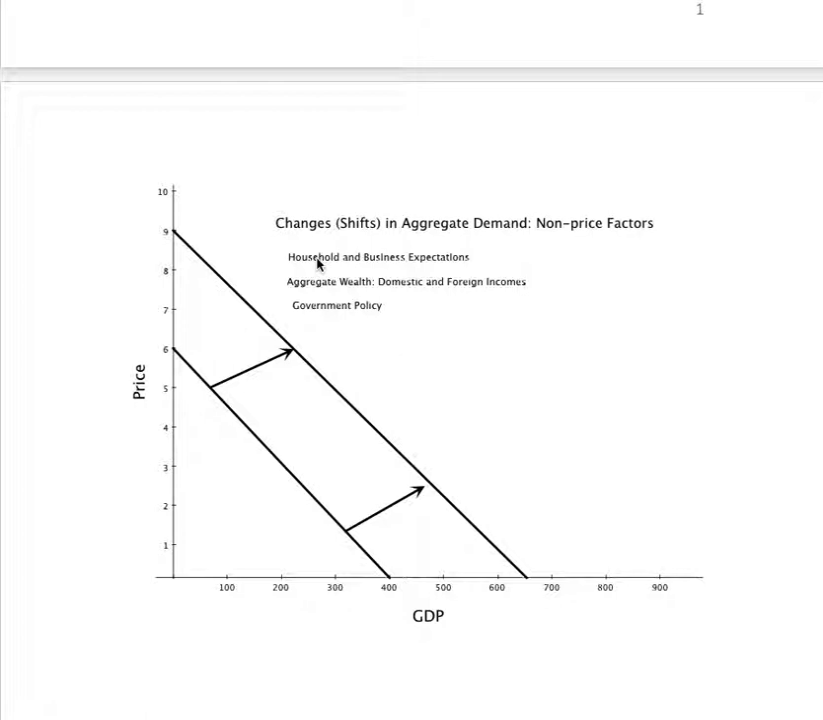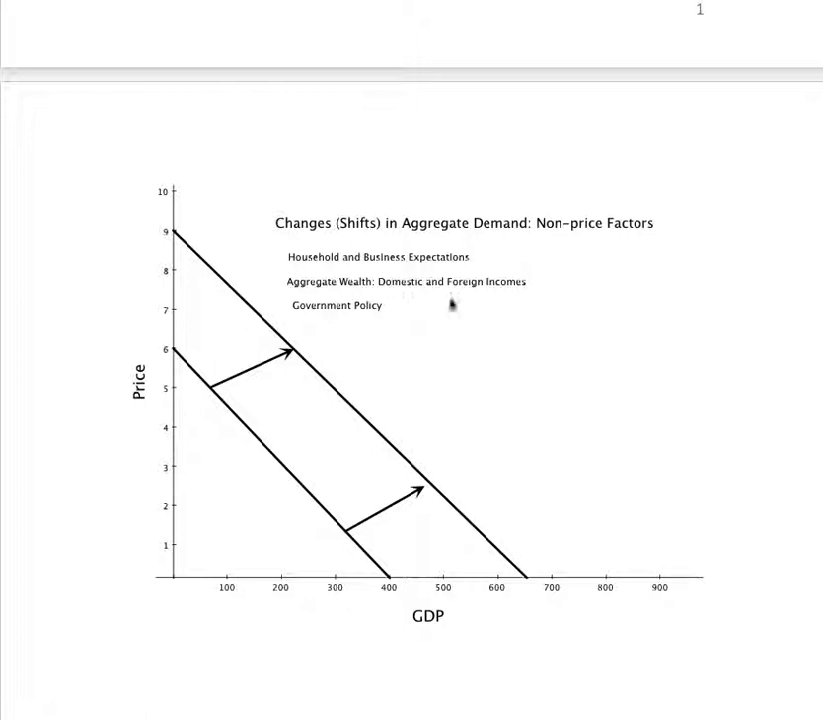If we're pessimistic, businesses are saying, man, we're going into a recession. They're going to pull back. They're not going to invest as much. That would cause the aggregate demand line to shift to the left to a lower level, and the consequence, of course, would be a lower GDP level. Next, aggregate wealth, domestic and foreign incomes. Aggregate wealth simply means, hey, I'm making more money.